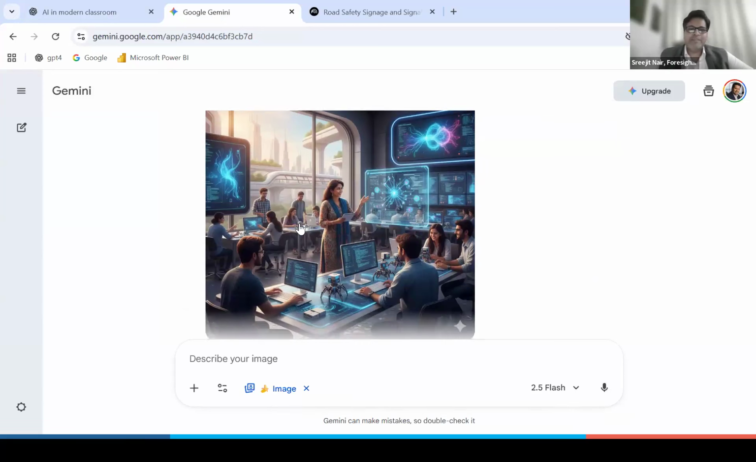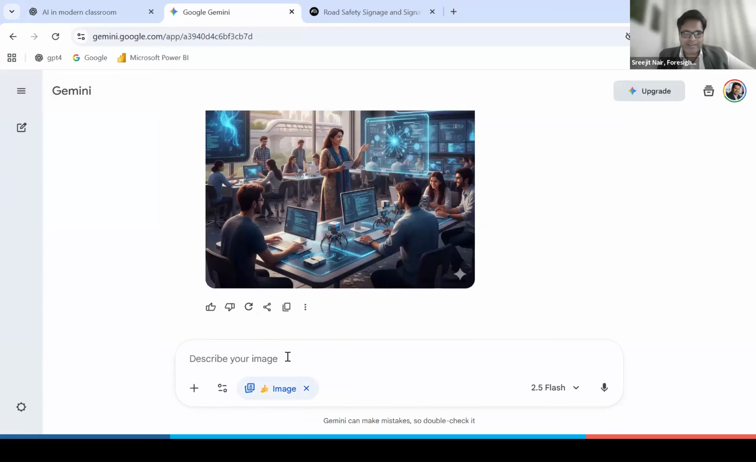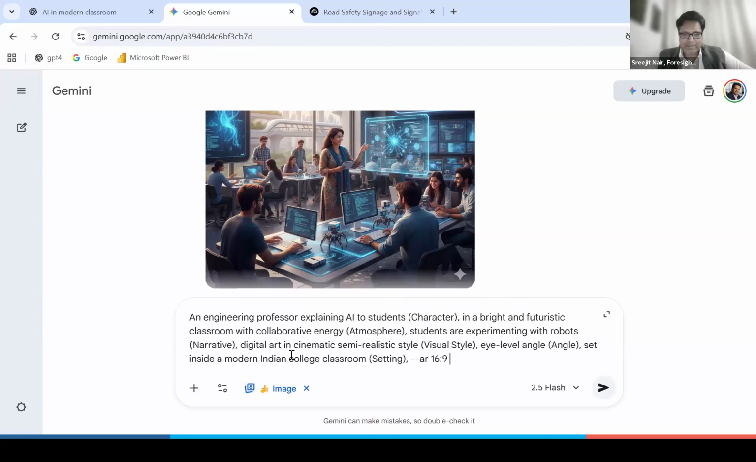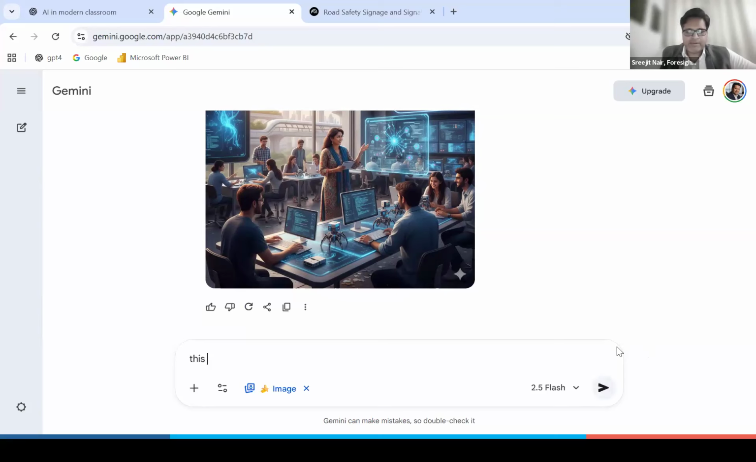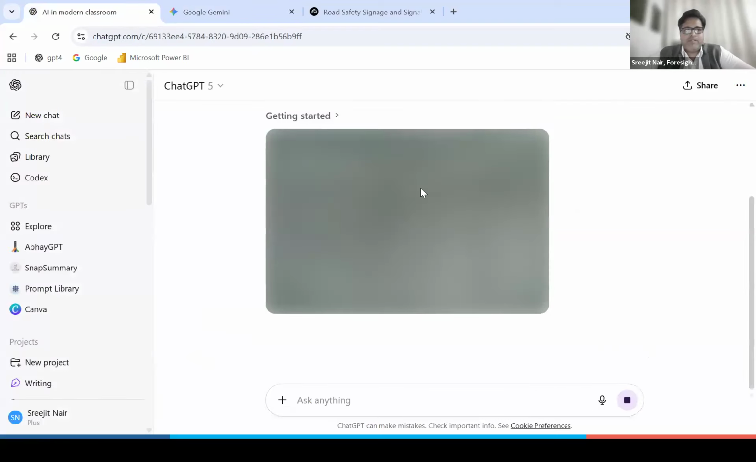So this is something, but it doesn't look as Indian as I wanted it to be. I believe I can say this does not look like an Indian college. Rework. So now the looping, that is feedback. I'm giving it feedback. Meanwhile, let's look at how ChatGPT is doing.